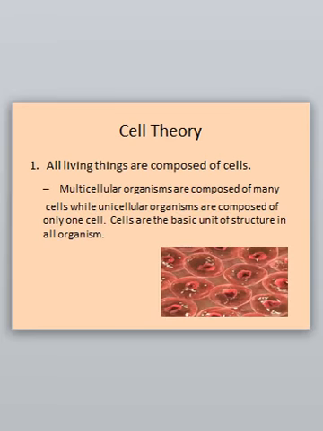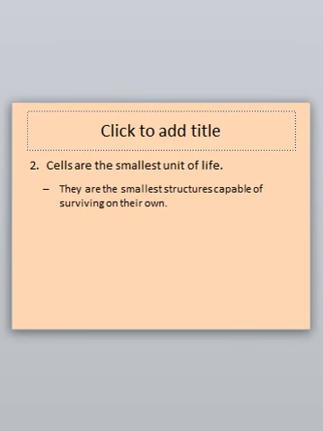I think we're up to 10 trillion cells in one human. And we continue to shed and regrow those cells every day. So part 1 of cell theory: all living things are composed of cells. The second part of cell theory is cells are the smallest unit of life. Okay, they're the basic structure.